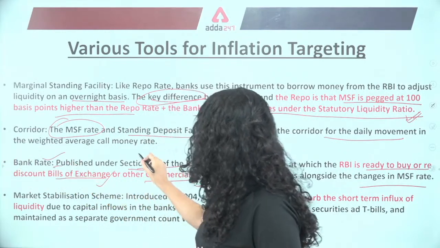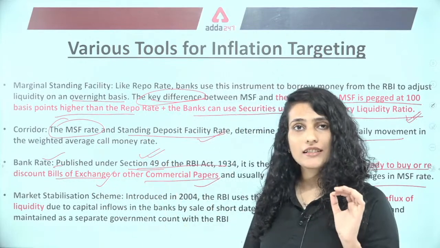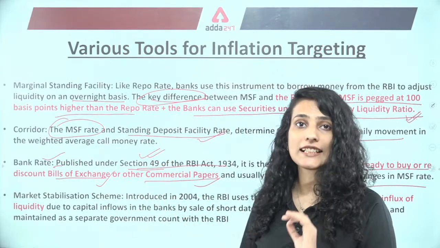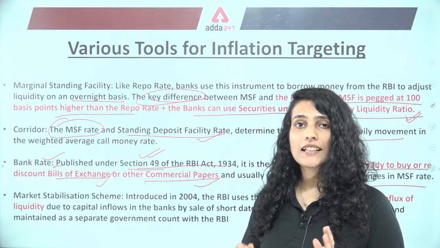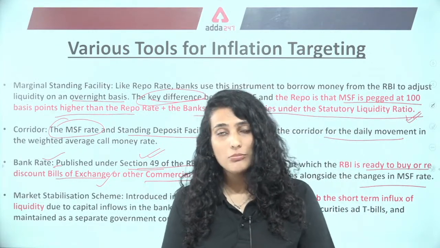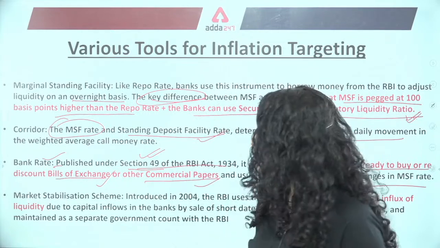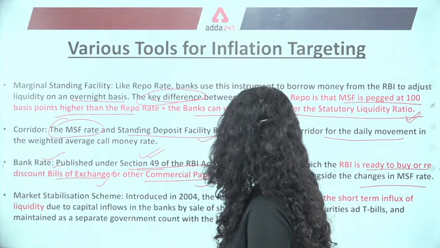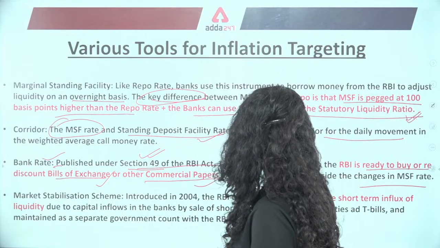Okay, section 49 के अंदर ये bank rate publish होती है. It is a gazetted rate. And it is the rate, again, understand, at which RBI buys or rediscounts bills of exchange or commercial papers. That is, bank rate is related to what? It is related to money market instruments.